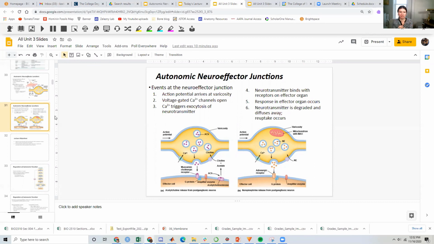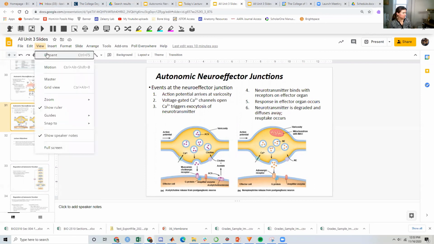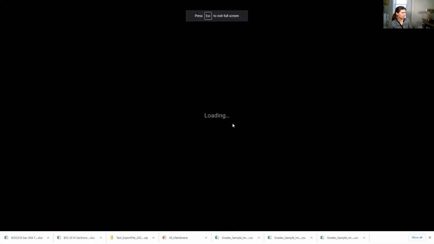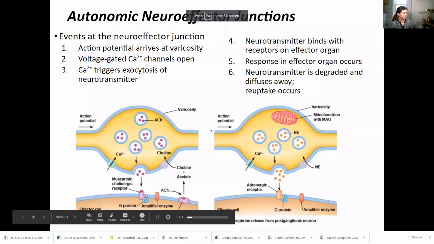That's a helpful thing to realize, that all this stuff with the excitation contraction coupling, the cross-bridge cycle, is all coming from the neuromuscular junction. So anything we talked about as we were talking about that excitation contraction coupling is going to be part of the neuromuscular junction, but not the neuroeffector junction. So I have up here the neuroeffector junction, so we can highlight some differences.